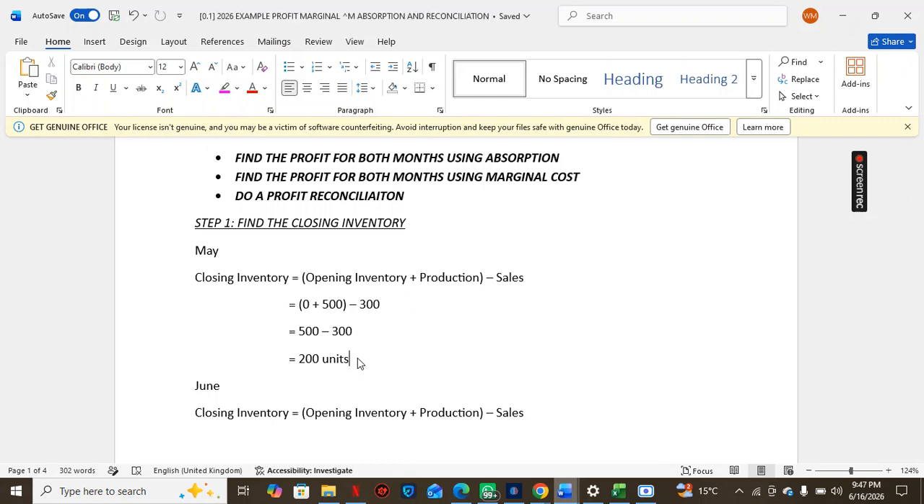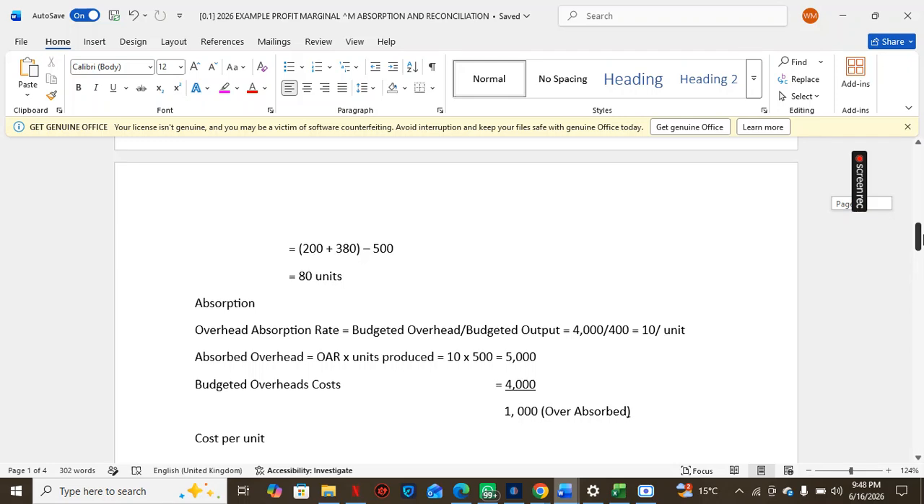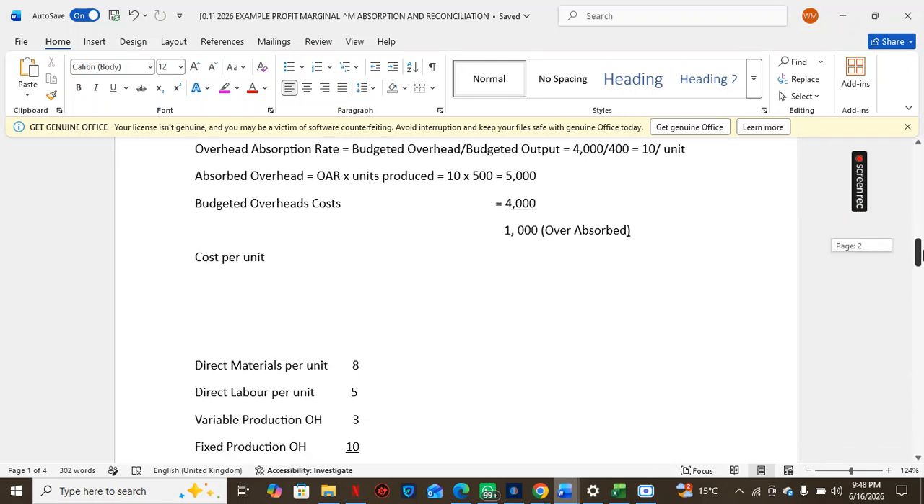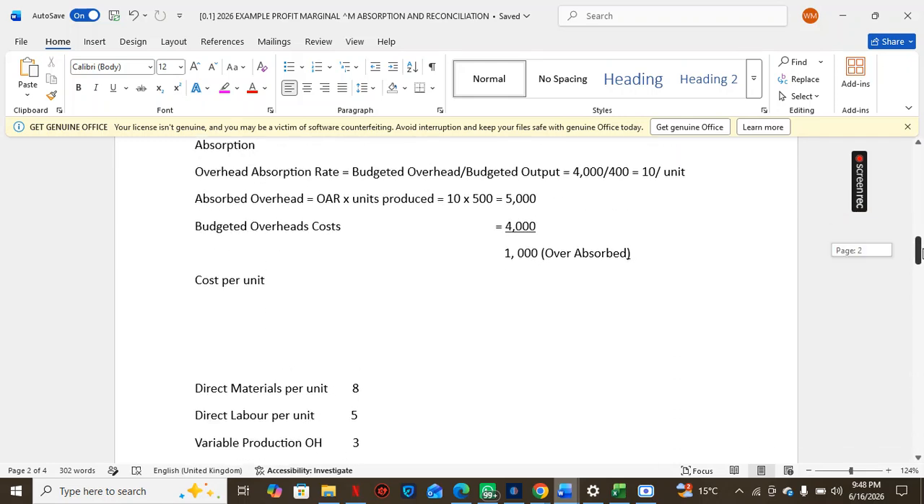Any questions, colleagues, before I move further? That is step one. If you are given a closing inventory value, then you don't need to do step one. We'll go to the next step. For June, you need to tabulate by yourselves.